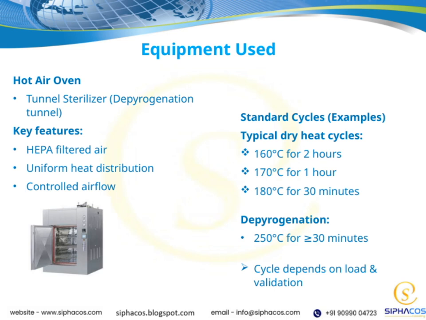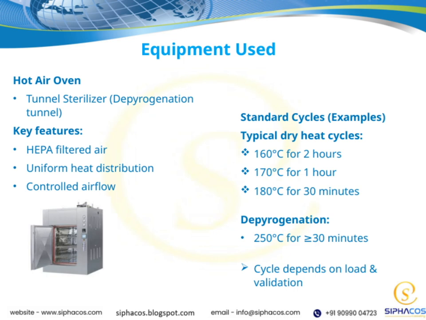Usually, we see cycles like 160 degrees C for about 2 hours, 170 degrees C for 1 hour, or 180 degrees C for just 30 minutes. The choice of cycle really depends on the load we're sterilizing and how we've validated the process to ensure it's effective. Now for depyrogenation, which is a more specific process to eliminate pyrogens, the temperature is higher, around 250 degrees C, and it needs to be maintained for at least 30 minutes. This ensures that any endotoxins or similar contaminants are effectively destroyed.